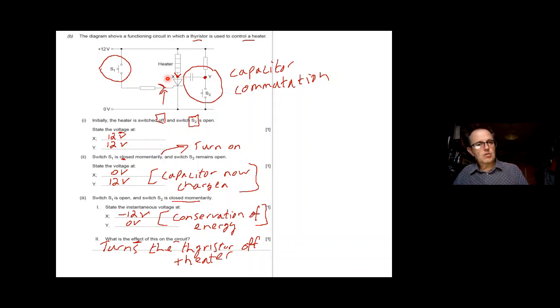Now, sometimes they will ask you to explain that in words, right? So the important thing is to say that the thyristor is now not forward biased, okay? The anode is not positive compared to the cathode, so it will turn it off, okay? So what you would then have to do is basically press S1 again in order to start it up again.